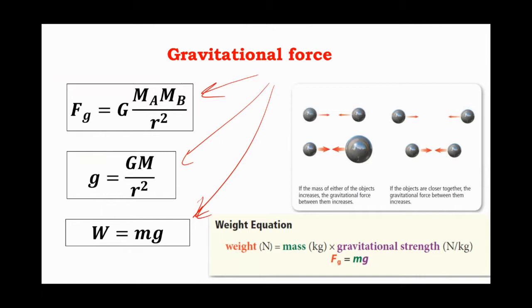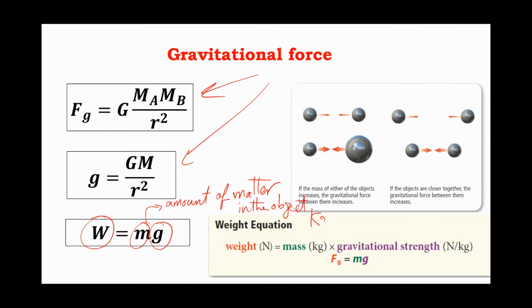Okay, the last formula says what? The weight equals mass times gravity. So we need to understand the difference between mass and weight. Mass is the quantity or the amount of matter in the object, and it's measured in kilogram.